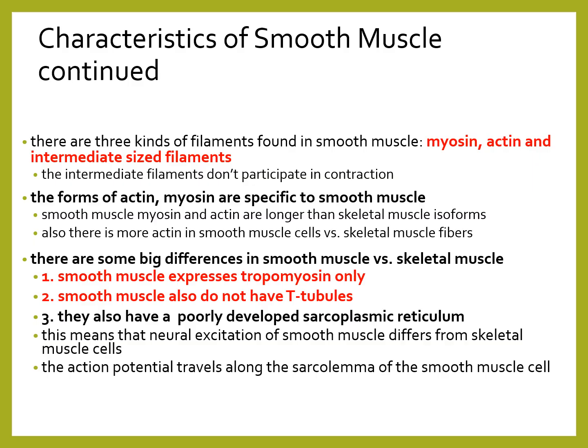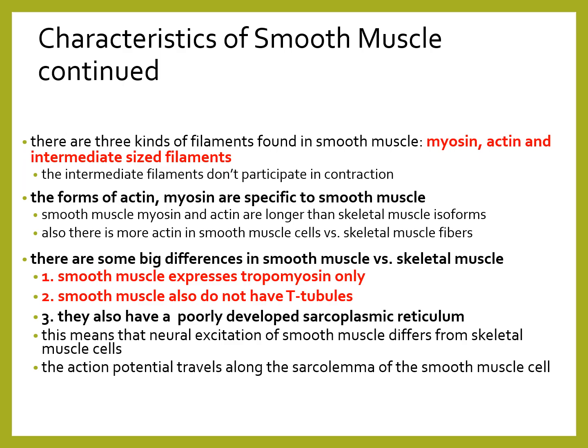That's because these proteins are slightly different in smooth muscle versus skeletal muscle. For example, smooth muscle myosin and actin myofilaments are longer than their isoforms in skeletal muscle. There's more actin in smooth muscle than in skeletal muscle fibers. So there's a little bit of difference in those myofilaments.